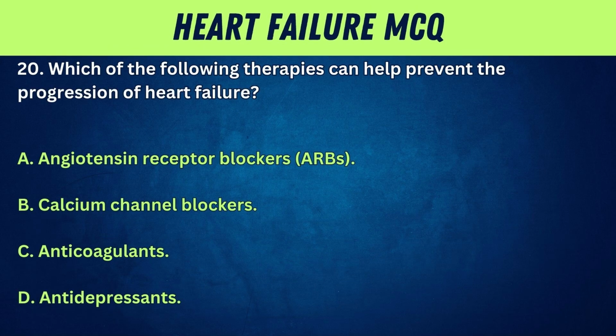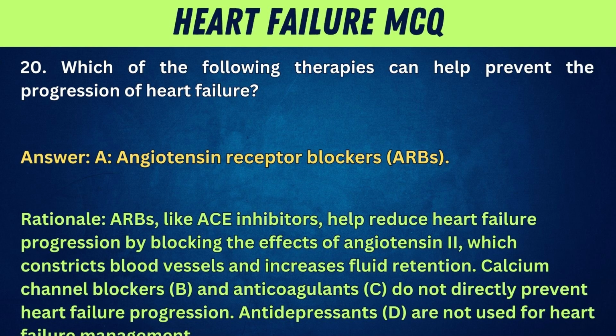20. Which of the following therapies can help prevent the progression of heart failure? A. Angiotensin receptor blockers, ARBs. B. Calcium channel blockers. C. Anticoagulants. D. Antidepressants. Answer: A.